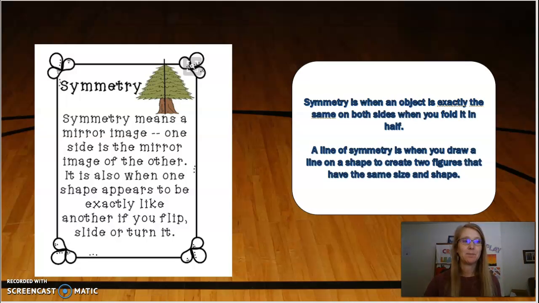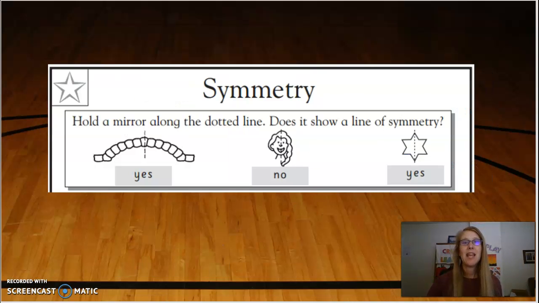Now, let's keep going. If you hold a mirror on the dotted line of those objects on those lines of symmetry, that's going to tell you whether or not it's the same on both sides. Let's look at this one. This dotted line in the middle is a line of symmetry.